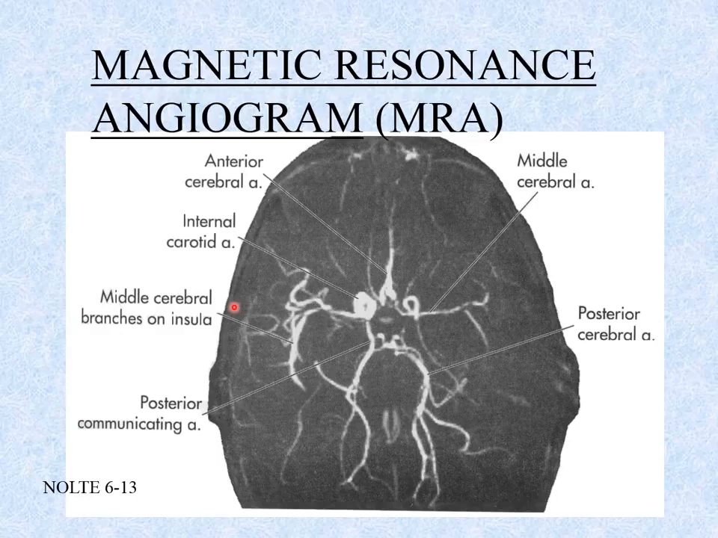Magnetic resonance imaging uses magnetic energy, and in this case you can only see some of the larger vessels. You tend not to see smaller vessels, but you can see the middle cerebral arteries here, the anterior cerebral artery here, as well as the posterior communicating artery and the posterior cerebral artery, which is going to feed the back of the brain.